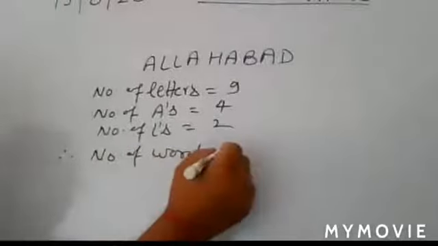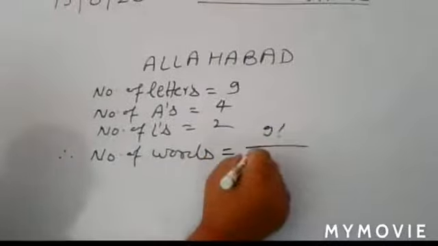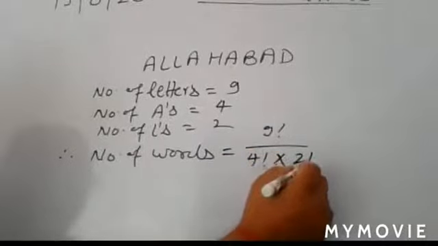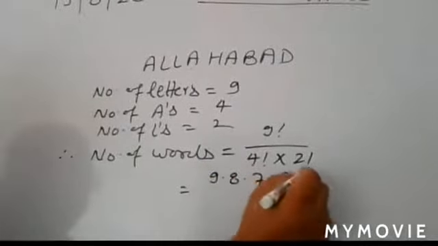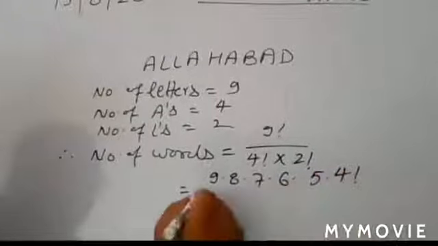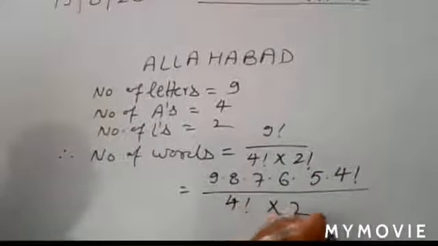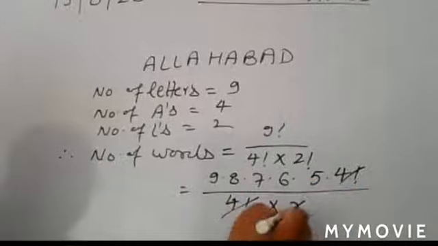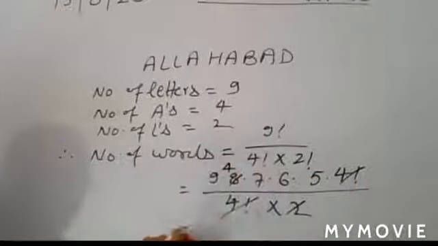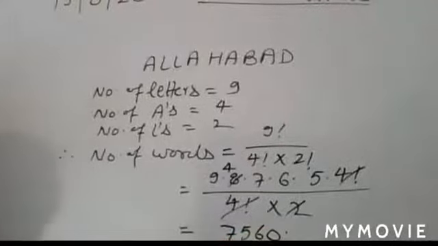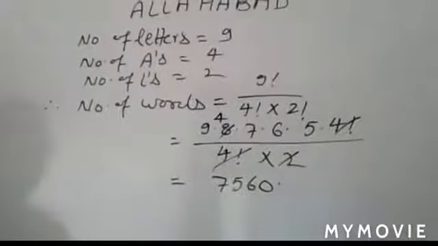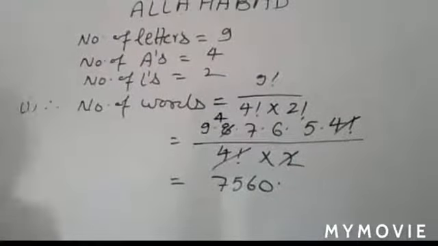Here the number of words is equal to factorial 9 upon factorial 4 into factorial 2. Simplifying it: 9, 8, 7, 6, 5, 4 factorial upon 4 factorial into 2. So that we cancel out, you can cancel this by 4 factorial and multiply all those numbers. So you have 7,560. Here you have the total number of words, which is 7,560. So that is your first part.